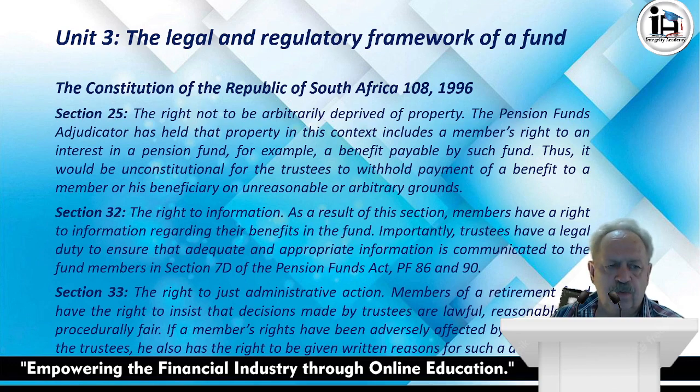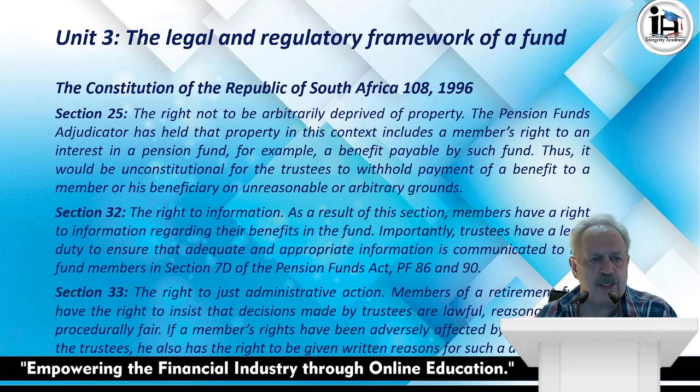Section 25 of the Constitution, the right not to be arbitrarily deprived of property. The Pension Funds Adjudicator has held that property in this context includes a member's right to an interest in a pension fund, for example, a benefit payable by such a fund. Thus, it would be unconstitutional for the trustees to withhold payment of a benefit to a member or his beneficiary on unreasonable or arbitrary grounds.